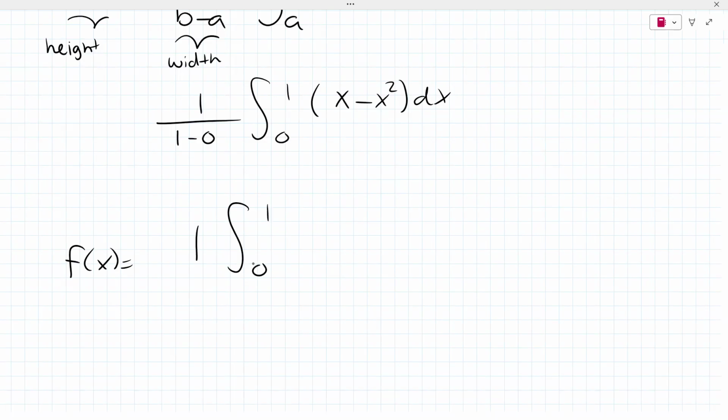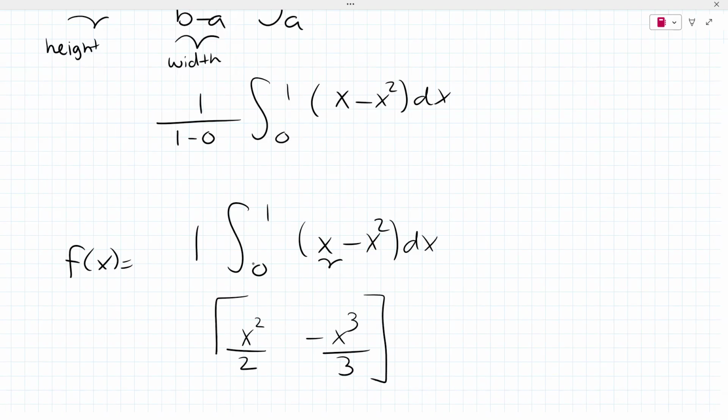Now this one's easy. How do you take the integral of these? You can just take it individually. So what's the integral of x? It's going to be x squared over 2. What's the integration of negative x squared? It's negative x cubed over 3. And then we're going to go from 0 to 1.